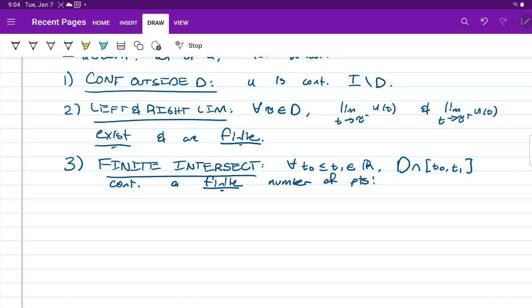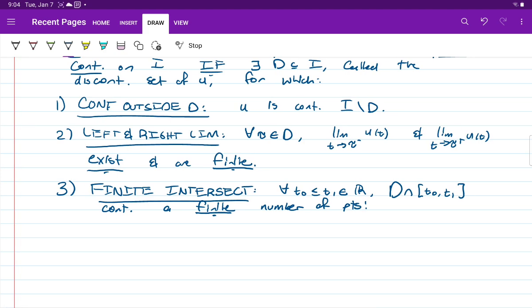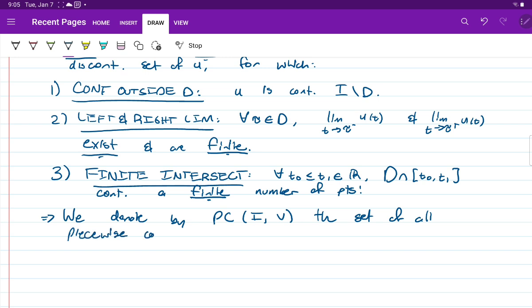If all of these properties are satisfied, our function u is said to be piecewise continuous. Because we'll be working with this function class a lot, it'll be nice to give it some special notation of its own. We denote by PC of I, V the set of all piecewise continuous functions from I to V. It's just some nice notation.